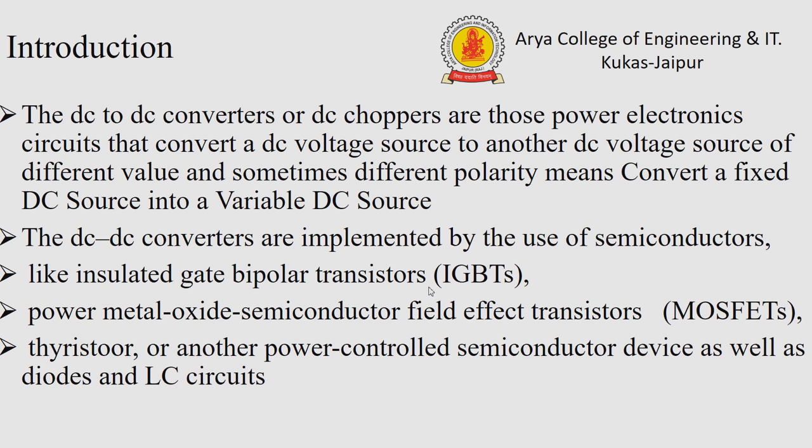The DC-DC converters are implemented by the use of semiconductors like insulated gate bipolar transistor, power metal oxide semiconductor field effect transistor, thyristor or another power controlled semiconductor device as well as diodes and LC circuits.